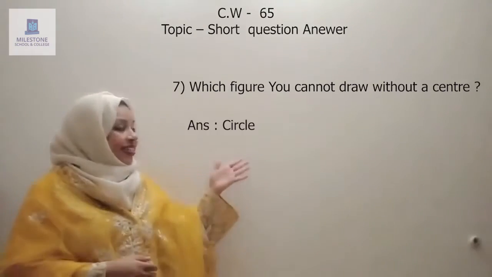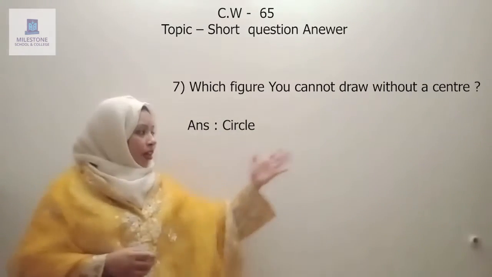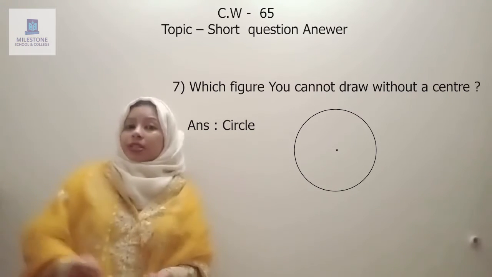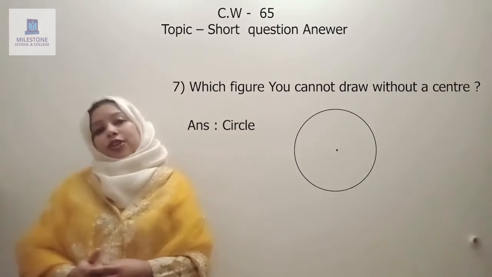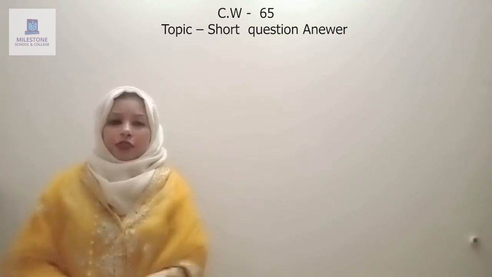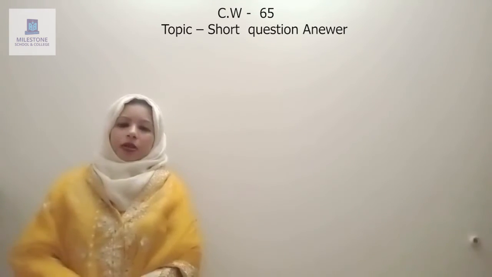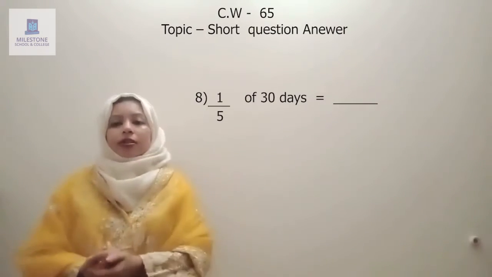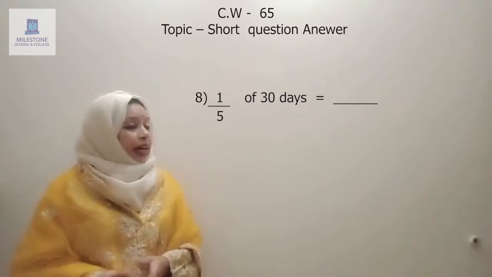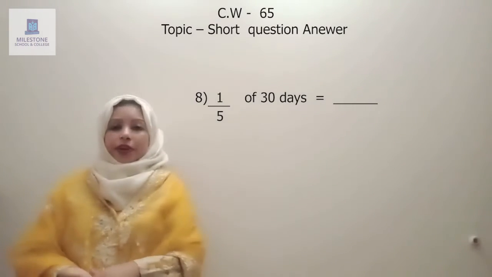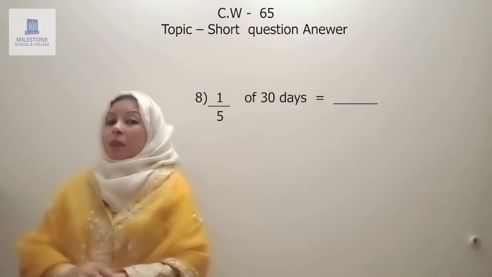Yes, our answer is circle. Look at the picture of the circle, there should be a center point. And by using this center point, we have to draw a circle. Okay? So, now question number 8 for you. 1/5 of 30 days equals, there is a box. Fill in the box, and days. The empty box is there. So we have to find out the answer and put it in the box.